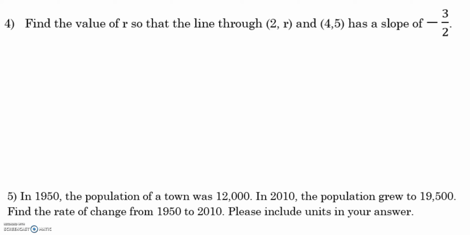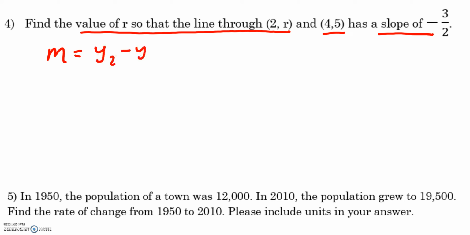The next example continues with slope. It says find the value of r so that the line through (2, r) and (4, 5) has a slope of negative 3/2. So because I'm given 2 points and I see a slope, I'm going to write down the general slope formula.